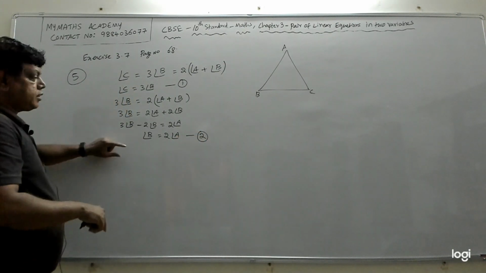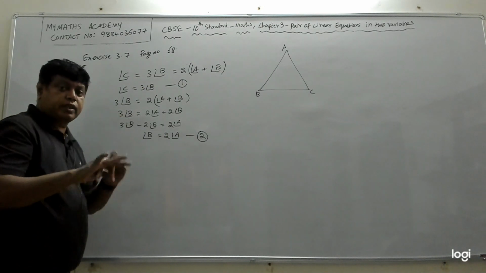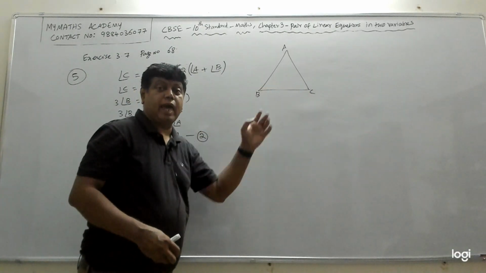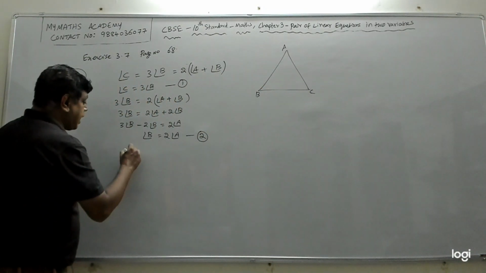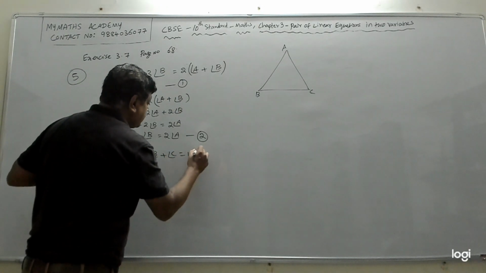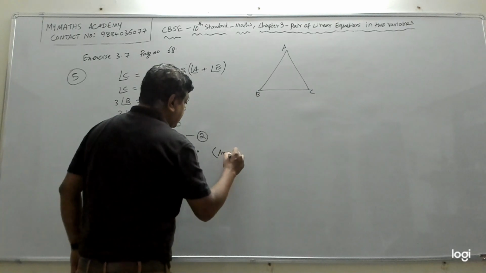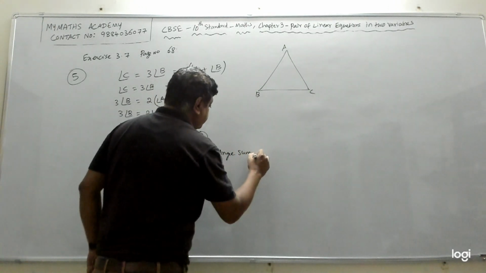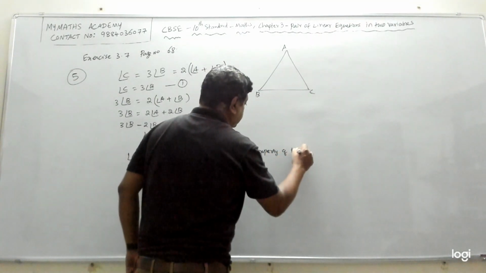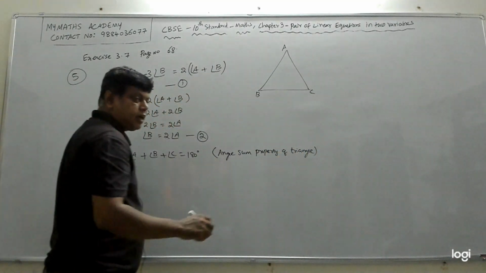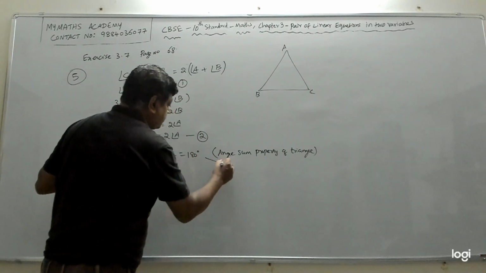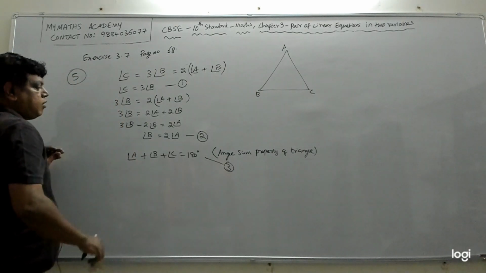Now we have two equations. We need a third equation because we need to find three things. The third equation comes from the triangle angle sum property. Angle A plus angle B plus angle C equal to 180 degrees. That is the angle sum property of a triangle. If you add three angles in a triangle, it is always equal to 180. You can call this equation 3. So we need to solve these three equations and find the values of A, B and C.